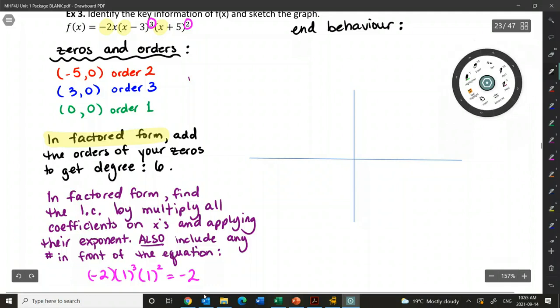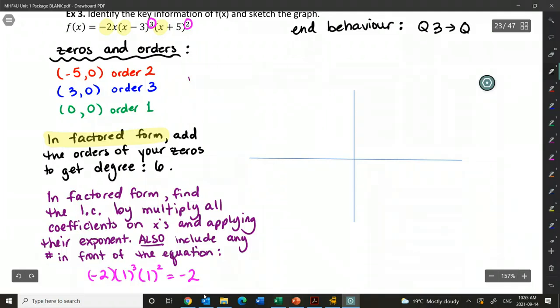Lucas. Quadrant 3 to quadrant 4. Lucas says quadrant 3 to quadrant 4. Do you guys agree? Disagree? Everyone agree? Okay, I also agree.